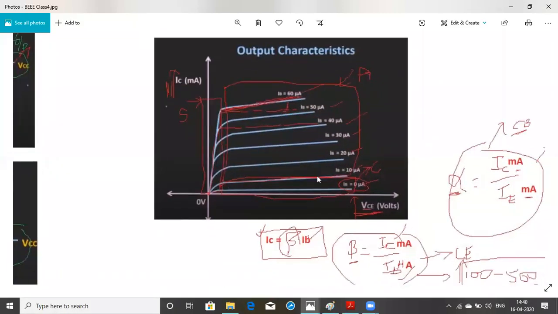Coming to the output characteristics, which are drawn between the output voltage VCE and the output current IC. In the active region, the collector current is not constant. Whatever you saw in the common base configuration, where the collector current is constant, in this case it is not constant. It varies with respect to the output voltage VCE. That means whenever you increase VCE, the collector current also increases.